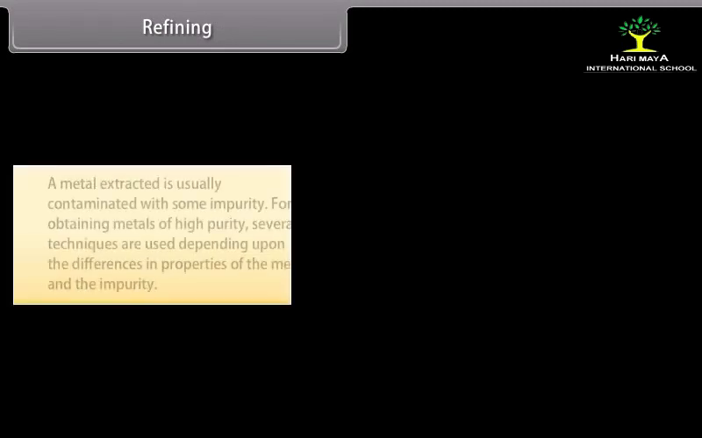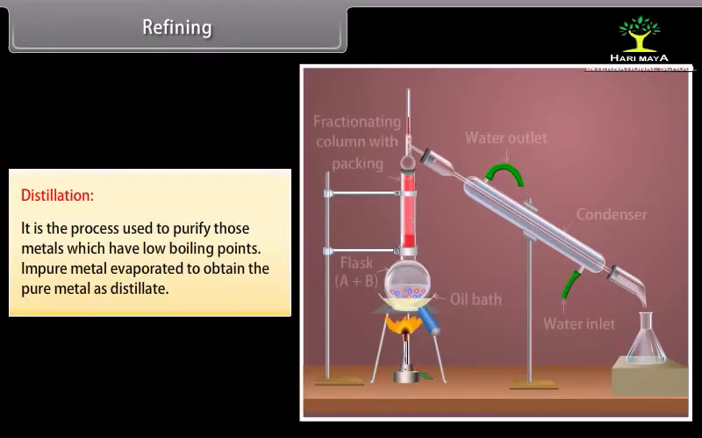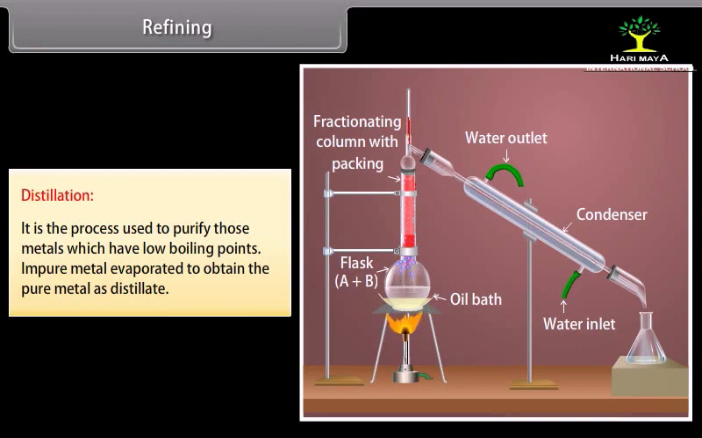Refining. A metal extracted is usually contaminated with some impurity. For obtaining metals of high purity, several techniques are used depending upon the differences in properties of the metal and the impurity. Distillation. It is the process used to purify those metals which have low boiling points. Impure metal is evaporated to obtain the pure metal as distillate. For example, zinc and mercury.